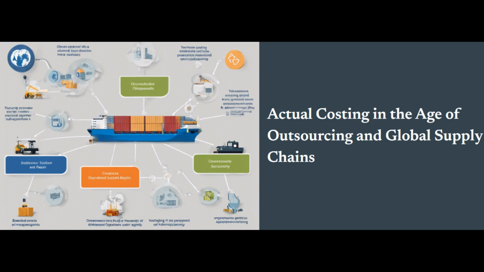The success of this initiative was largely attributed to the strong collaboration between the finance, procurement, operations, and logistics teams at ABC Manufacturing. By fostering a shared understanding of the value of actual costing in a global supply chain environment, the company was able to overcome cultural and technological challenges and unlock the full potential of this strategic investment.